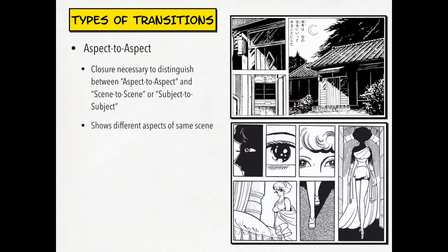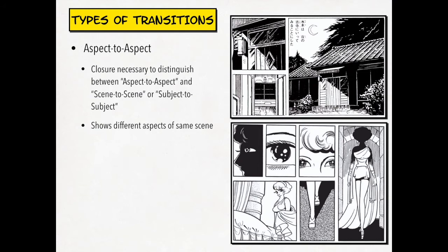Well, we understand that they're meant to be the same person. Aspect-to-aspect transitions show different aspects of the same scene. So unlike a scene-to-scene transition, where we go to a different scene, or subject-to-subject transition, which is usually used to go between subjects and often used for dialogue.